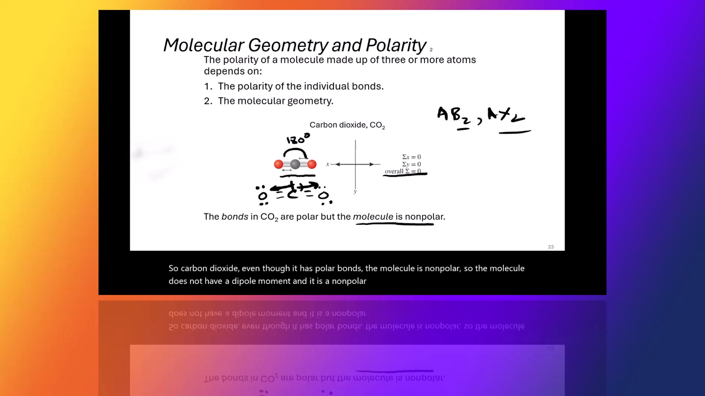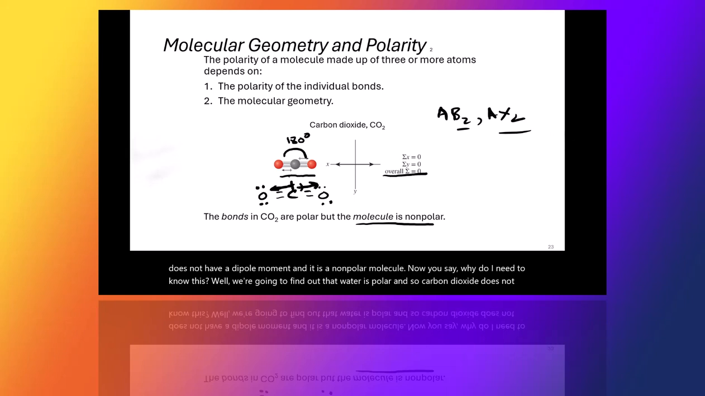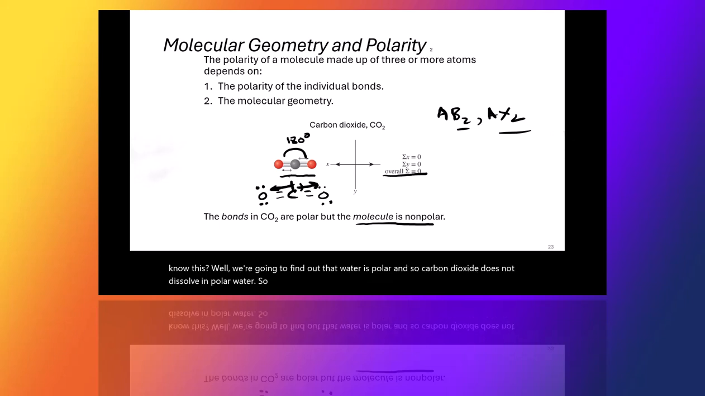Now you say, why do I need to know this? Well, we're going to find out that water is polar, and so carbon dioxide does not dissolve in polar water. So nonpolar molecules do not dissolve appreciably in polar substances like water. So that's what you're trying to get out of this section: being able to determine bond polarity or molecular polarity based on bond polarity and geometry.